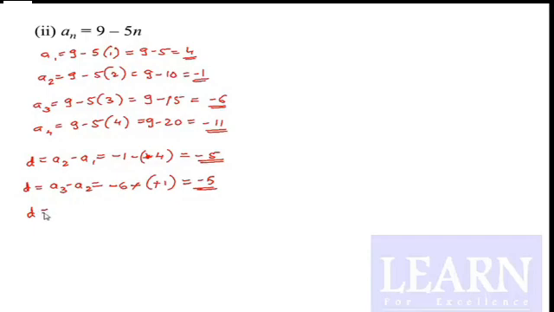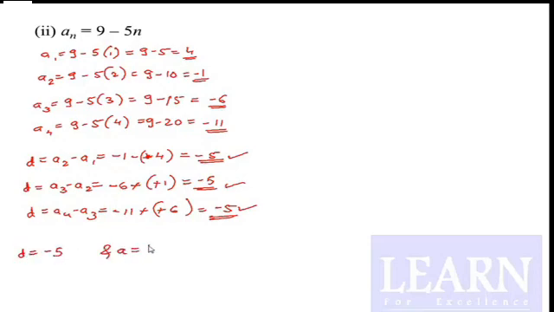Next, what about the next one? D is A4 minus A3. The difference between any two consecutive terms is nothing but minus 11 minus of minus 6. Again minus minus becomes plus. Minus 11 plus 6 is minus 5. Look here, all the differences are the same, so we can say it is in AP with common difference D as minus 5 and first term A as 4. Now we know the first term and the common difference.